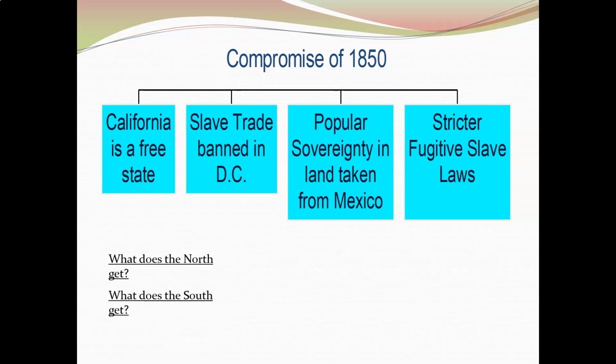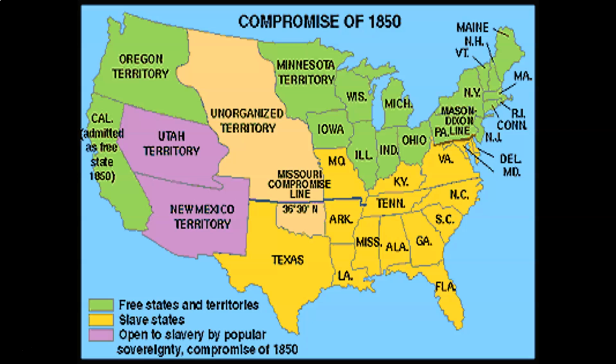Boom. Compromise of 1850, you got California as a free state. That's a North thing. Slave trade banned in Washington, D.C. That's a North thing. However, popular sovereignty will reign in the land taken from Mexico. That leaves all the area that was just taken from the Mexican cession, all that land, open for slavery. Also, stricter fugitive slave laws. That's important as well, because that means that now Southerners can enforce getting their slaves back who run away. And you're going to see that becomes a bigger problem as we go on.